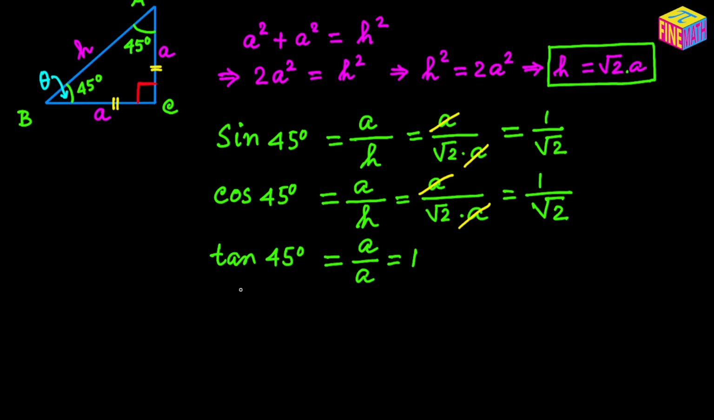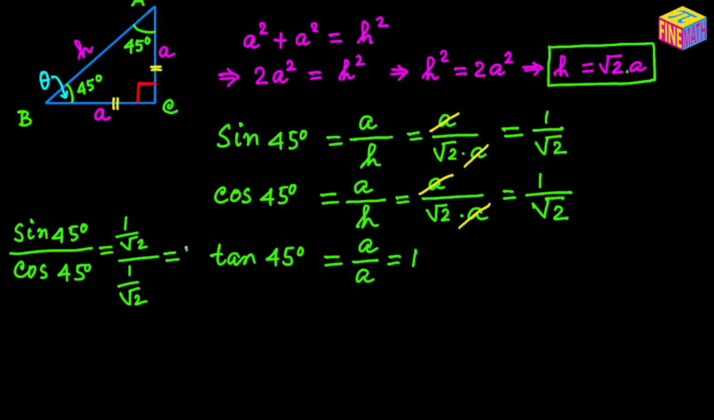And also the other way, if you think about it, tan theta is actually sin theta divided by cos theta. So sin 45 degree divided by cos 45 degree will also give us tan 45 degree. Now sin 45 degree is 1 divided by square root of 2, and cos 45 degree is also 1 divided by square root of 2. You see, we are dividing 1 by square root of 2 by the same quantity, 1 by square root of 2. So ultimately this will also give us the value of 1. So in both cases, we found the value of tan 45 degree as 1.